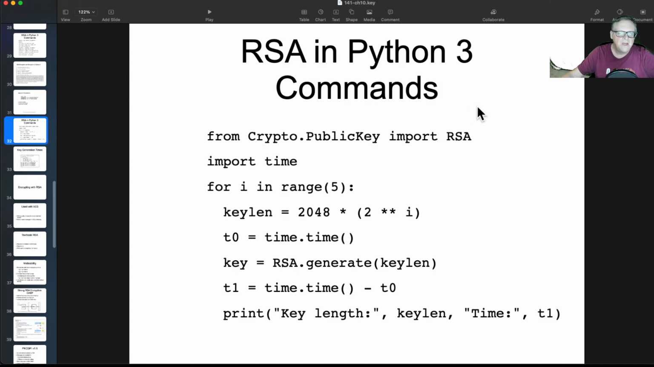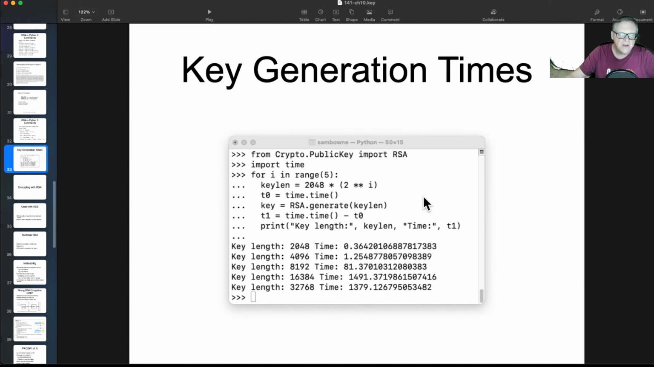All right, so here's a way to do it with various lengths, and I tried various key lengths here. See, 2048 took less than a second, 4096 generating a key took 1 second, but then 81 seconds, 1400 seconds. See, it gets to be really slow.